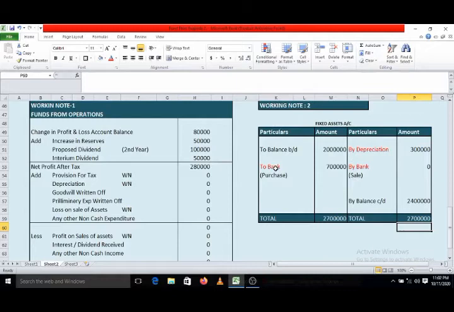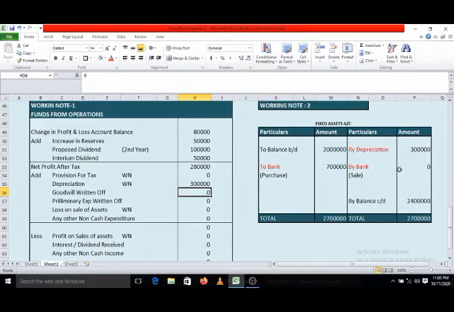Why is this so? Because these three items we require while preparing the fund flow statement. The first one, depreciation. Where do we require depreciation? Depreciation we require here in funds from operation to be added. So immediately now I will add back depreciation. Now these two, to bank and by bank, means this is the purchase of new fixed asset, this is the sale of asset.